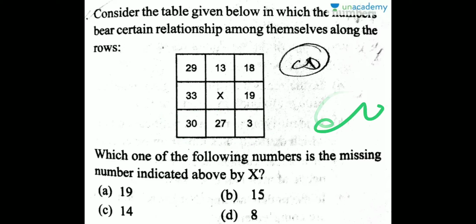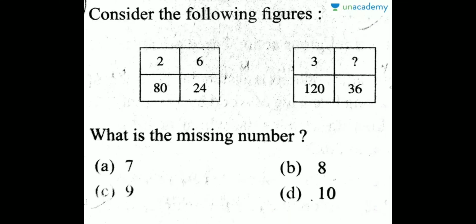Right, here you have to add and then subtract it from 60. Okay, 33 plus 19 will come out to be 52. Okay, and 60 minus 52 will be 8, and that is our option D. It is not visible, but that is our option D. Okay, now the next question.